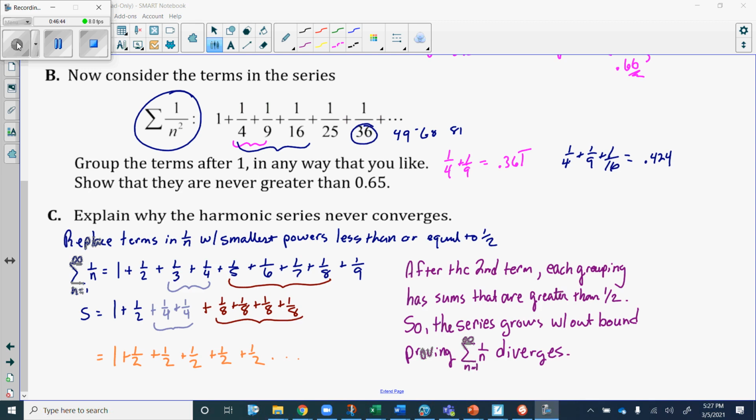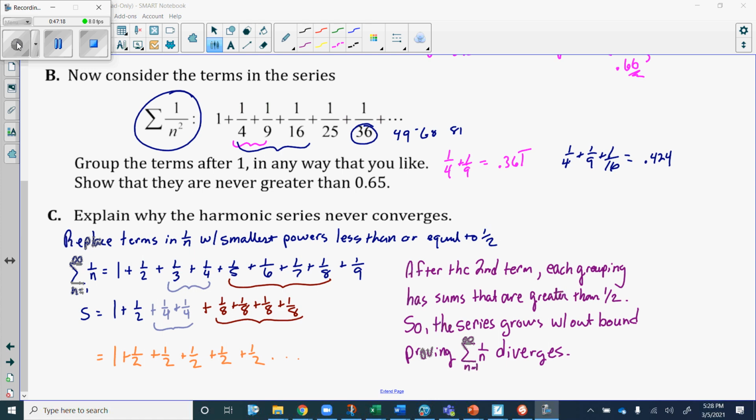Okay, and here is the summary of what we're looking at for the harmonic series, why it never converges. The grouping that you're seeing here is just a very brief summary of the proof that was established, I don't remember when, a long time ago by some French mathematician. It says, replace the terms in the sequence of 1 over n with the smallest powers that are less than or equal to 1/2.